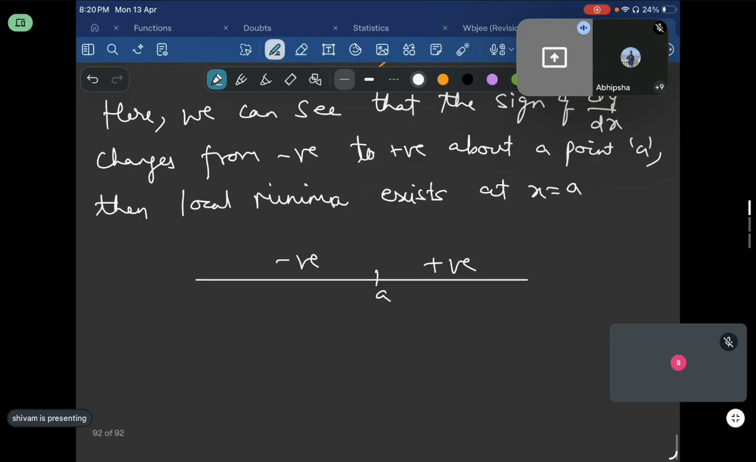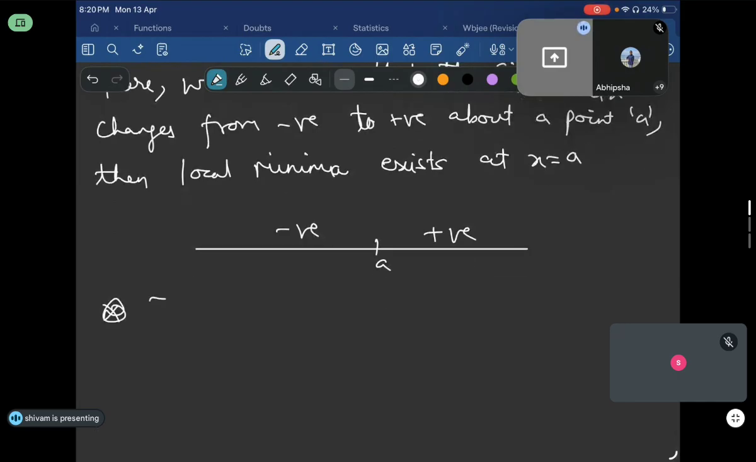Okay. So everyone, over here also we can say that if a function has local minima, then it is many one.